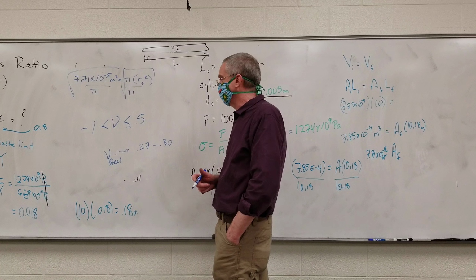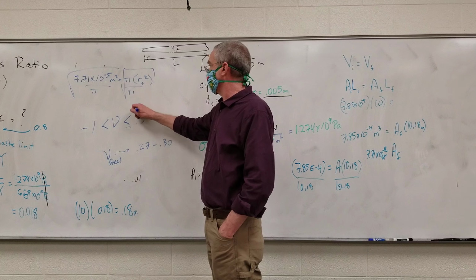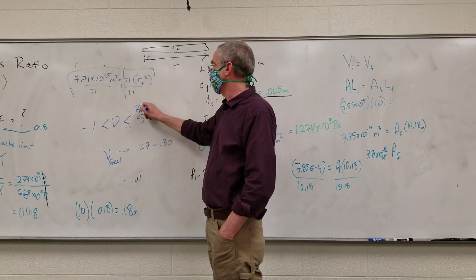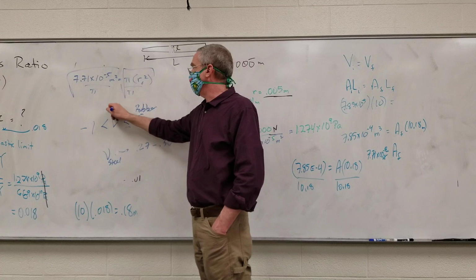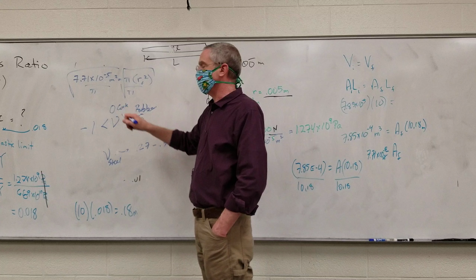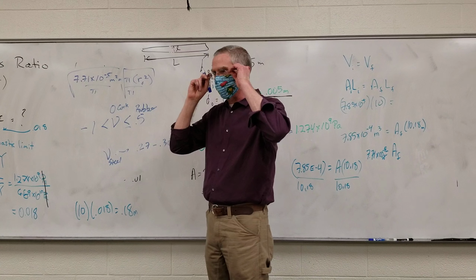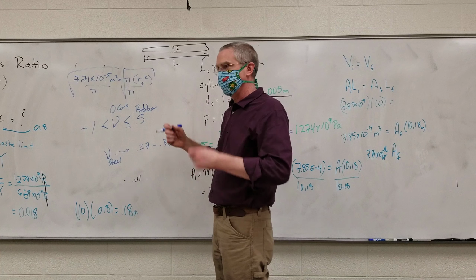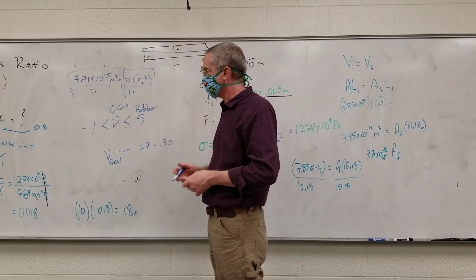To give you some idea of the materials, this is rubber, it is at 0.5. 0 would be cork. Also gives a sense of elasticity. Cork breaks pretty easily. Rubber snaps back really nicely.